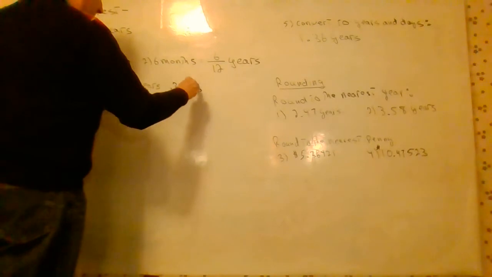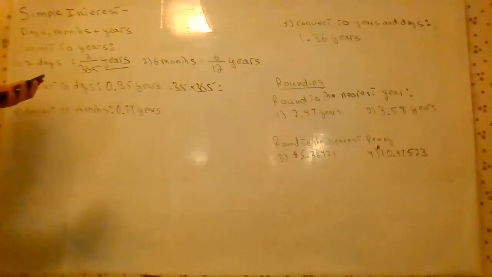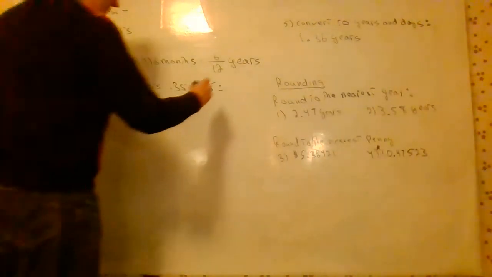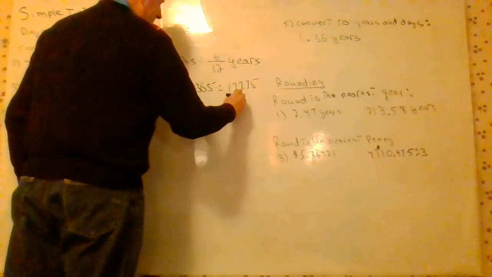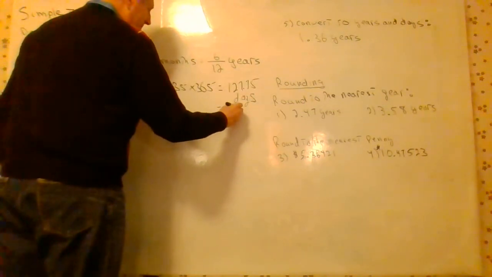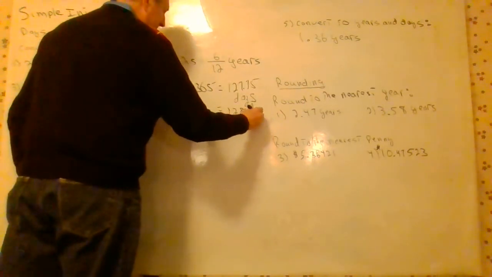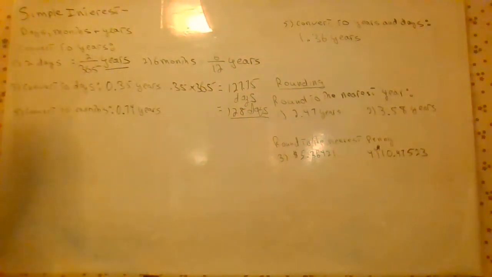0.35 times 365 equals, and we end up with 127.75 days. We'll round that off to 128 days. That's our final answer. We'll talk about rounding in a minute.